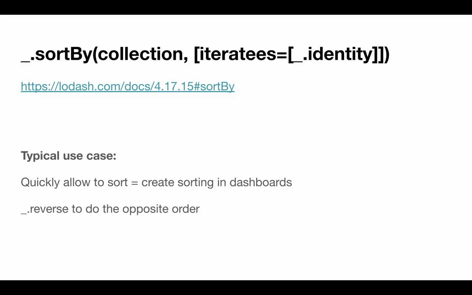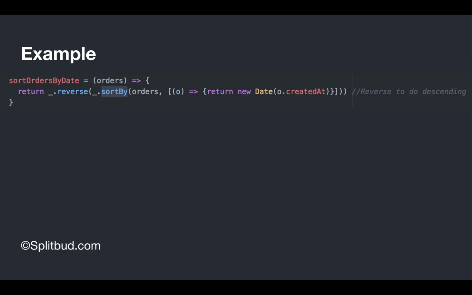The third one is sortBy, and sortBy allows you to very rapidly build sorting functions. If you ever wanted to sort something, this is the way to do it. It's so convenient, and this is a great example. We also use lodash.reverse to reverse the order, and this way we can do descending order. So the order that has been created most recently is gonna be at the top. It's amazing, I love it. It allows me as a single developer to build dashboards very rapidly.